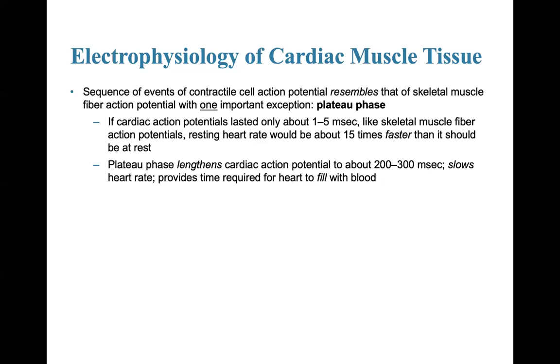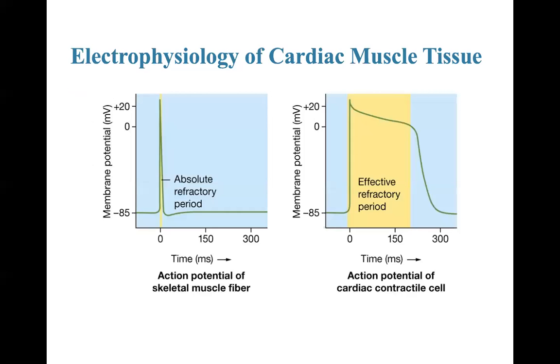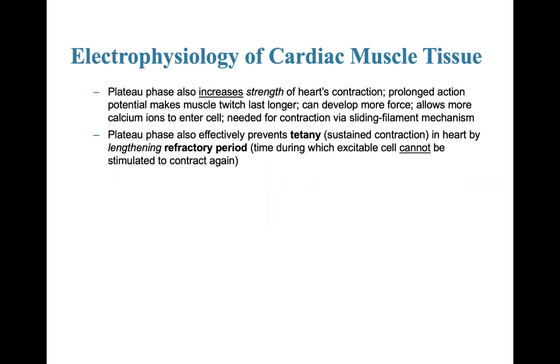If cardiac action potentials lasted only about 1 to 5 milliseconds, like skeletal muscle fiber action potentials, the resting heart rate would be about 15 times faster than it should be at rest. The plateau phase actually lengthens the cardiac action potential to about 200 to 300 milliseconds. This slows the heart rate and provides the time required for the heart to fill with blood. This gives us what we refer to as an effective refractory period, again allowing time for the heart to fill up.